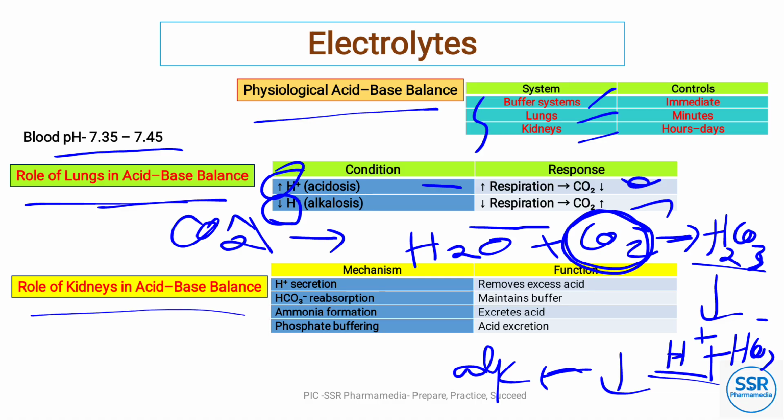Next is the role of kidney in acid-base balance. The kidney secretes hydrogen ion, reabsorbs sodium bicarbonate, forms ammonia, and the phosphate buffer is involved. Hydrogen ion secretion removes excess acid, bicarbonate maintains the buffer, ammonia excretes the acids, that means it excretes the hydrogen ion, and the phosphate buffer helps acid excretion.